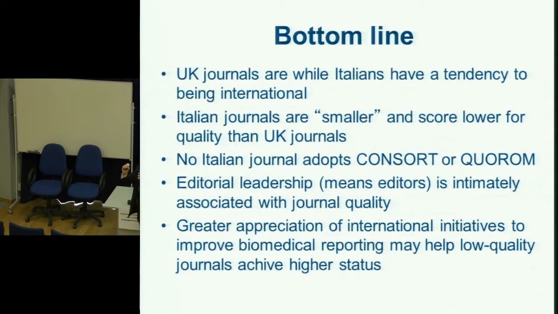And these are key elements while you submit your research. So if you want to increase the chance of your papers being published in high impact journals, which would be UK-based or US-based, then be international. Italian journals are smaller and score lower for quality than UK journals. So what about this quality? Adopt the CONSORT or the QUORUM that is now called PRISMA, or the ARRIVE if you have animal studies, whatever reporting guidelines, so that you can say in your papers that you adopted them and the reporting is in accordance with these.